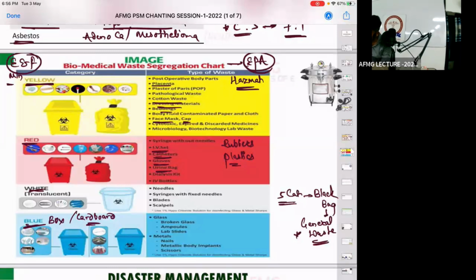Whereas the gown, if it is a plastic gown, it will go in red. If it is a plastic gown, it will go in red. No issues with this. Remember.